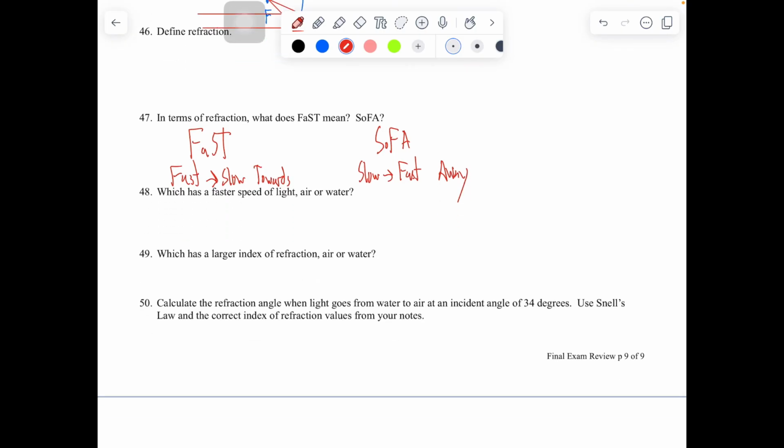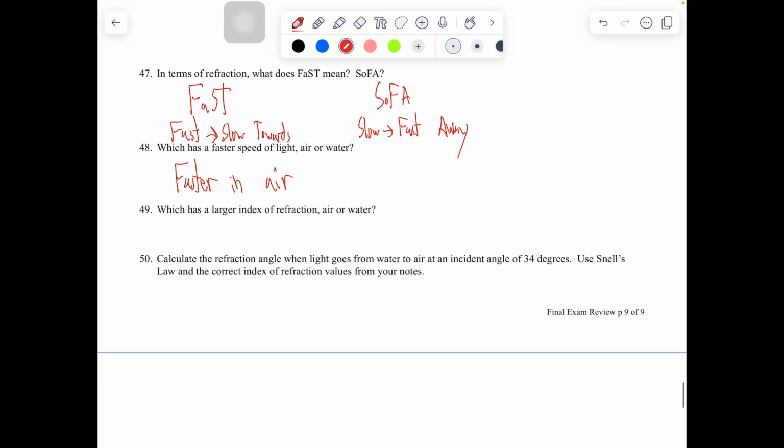Which has a faster speed of light, air or water? It is faster in air. Number 49, which has a larger index of refraction, air or water? Water. The larger index of refraction means that light travels slower.